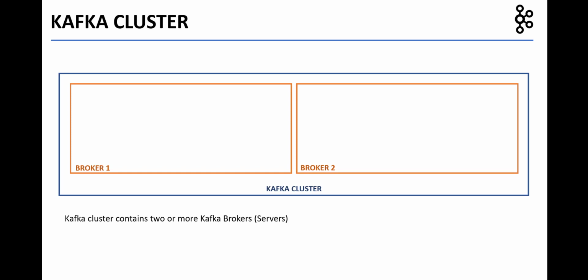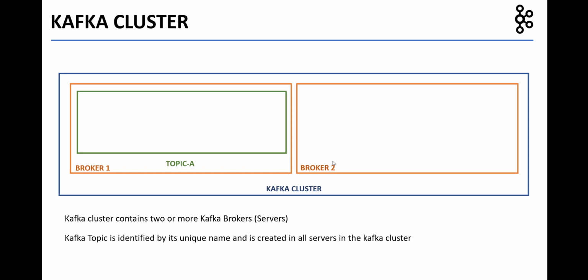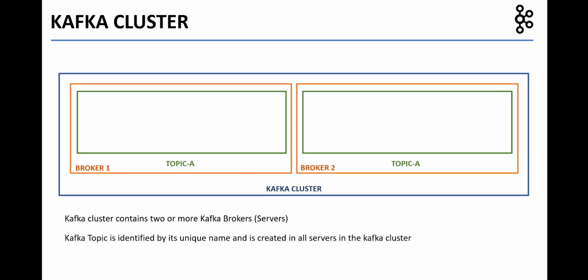A Kafka cluster contains two or more Kafka servers, which are also called Kafka nodes or Kafka brokers. For example, here you see a Kafka cluster with two Kafka brokers. Now when you create a Kafka topic in this cluster, it is created in all the brokers of that cluster. For example, here you can see that we have created a topic with the name topic A, and it is created in both broker 1 as well as broker 2.